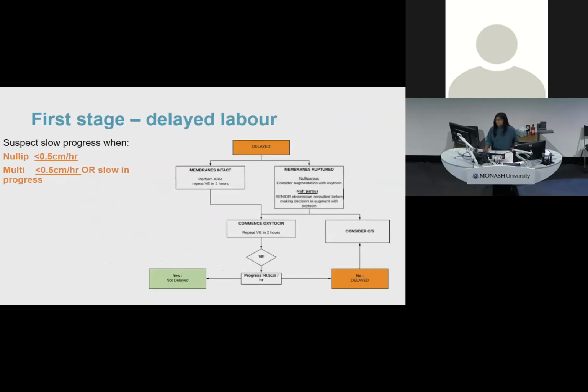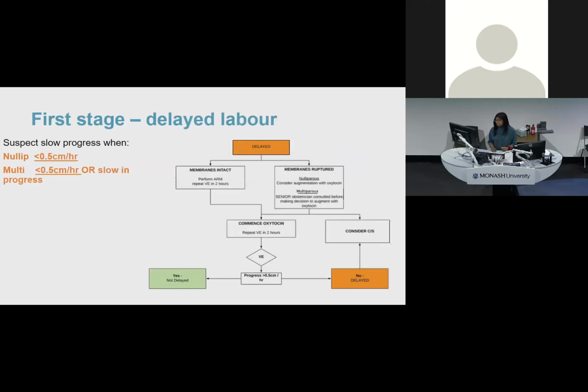So in first stage delayed labour, this is suspected when nullips are progressing at less than a rate of 0.5 centimetre an hour, same for multis, or if they have a slowing down in their progress. If it's diagnosed as delayed, the first thing you do is look at whether the membranes are intact or not. If the membranes are intact, you perform an ARM and then repeat the vaginal examination and assess if they've had progress. If they haven't, then you might need to consider starting an oxytocin infusion.